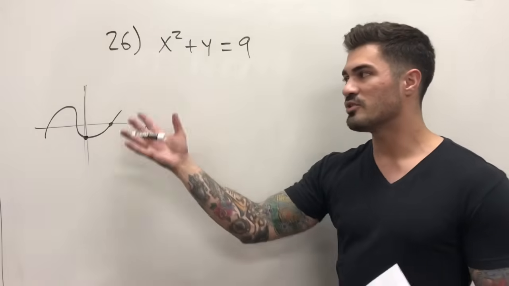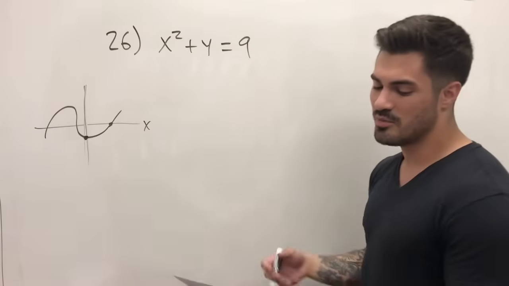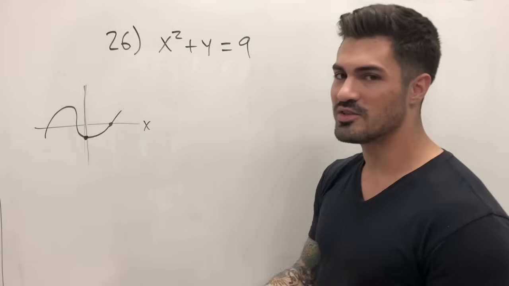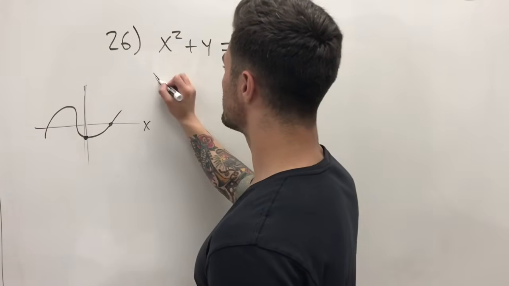So if you ever forget, you can draw a little x and y-axis and think about what it means to be an x and y-intercept. But basically, to find the x-intercepts, we plug in 0 for y. To find the y-intercepts, we plug in 0 for x. So I'm going to start with the x-intercepts, all right?